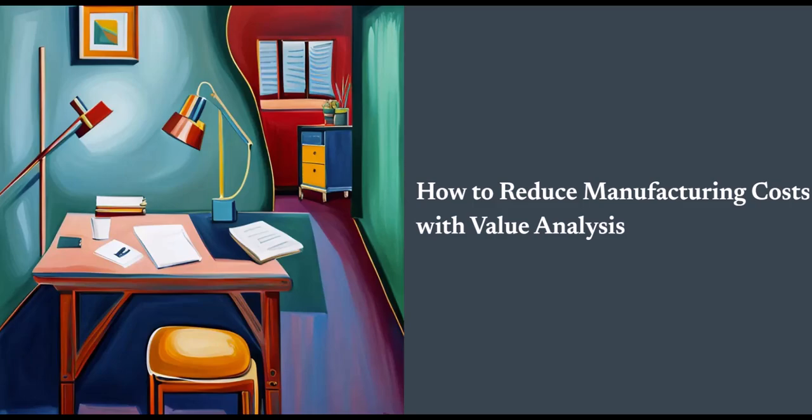Data collection is the next step. Gather information on material costs, labor costs, and overhead. Use cost accounting systems, conduct time studies, and perform material flow analysis to ensure you have all the necessary information. Once you have your data, conduct the analysis. List all functions of the product or process and associate costs with each. Identify areas for improvement or elimination. Develop alternatives by brainstorming methods, materials, or processes to achieve the desired functions at a lower cost. Conduct a cost-benefit analysis to evaluate each alternative based on its potential cost savings and impact on product quality.